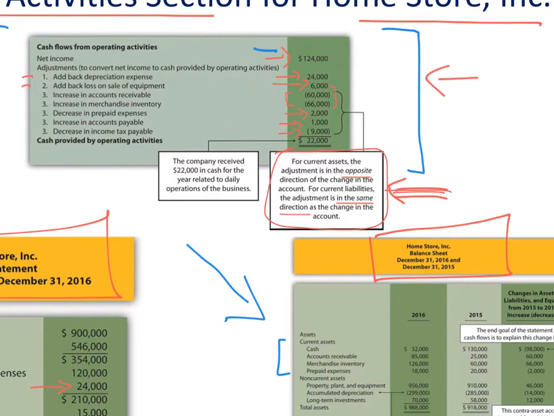So we now have all of our adjustments shown here. And what that tells us is that the company, when it's all said and done, received $22,000 in cash for the year related to daily operations of the business. So they didn't receive $124,000, that was net income, but it's on an accrual basis, that's not cash. They received $22,000 in cash related to the daily operations of the business. So that is the first section of the statement of cash flows, and tends to take the most time to prepare. That's why I spent some time on this slide.